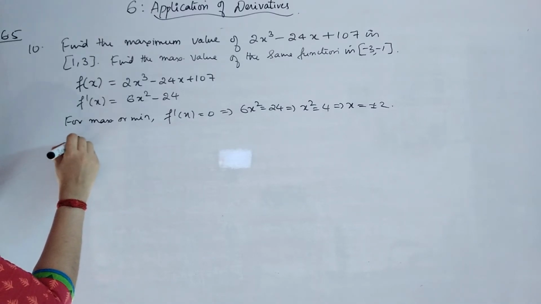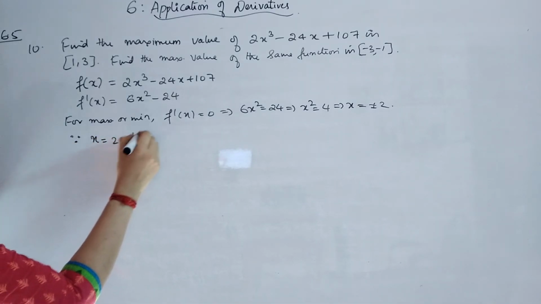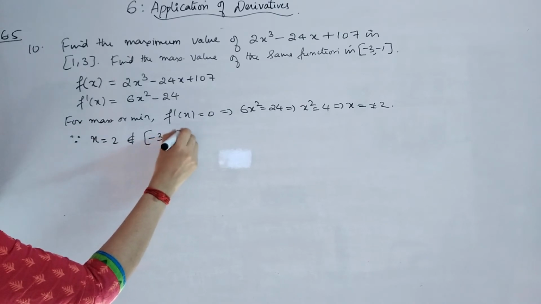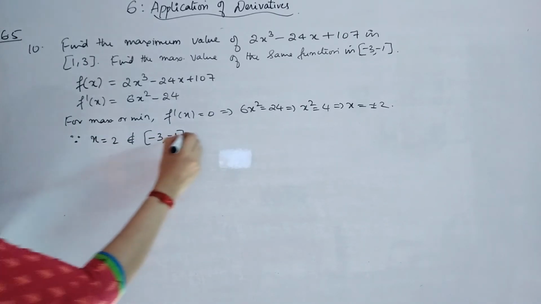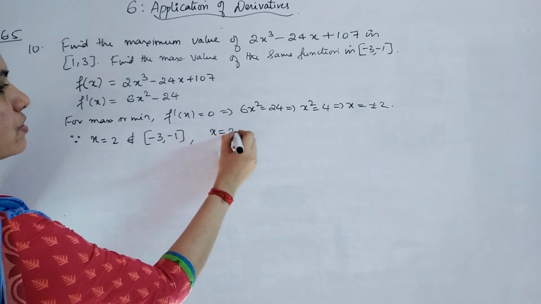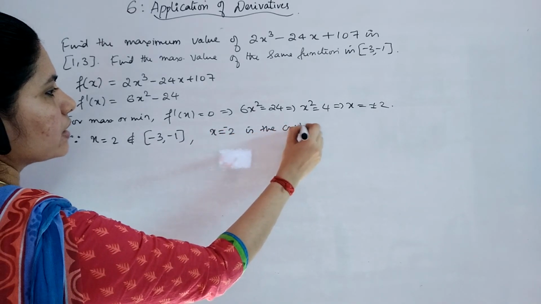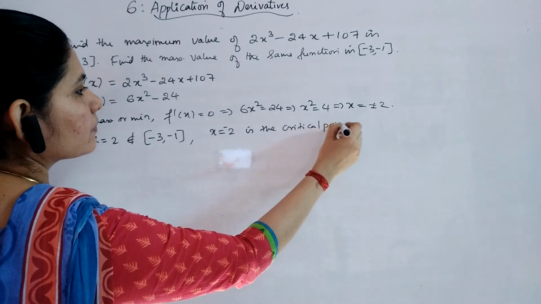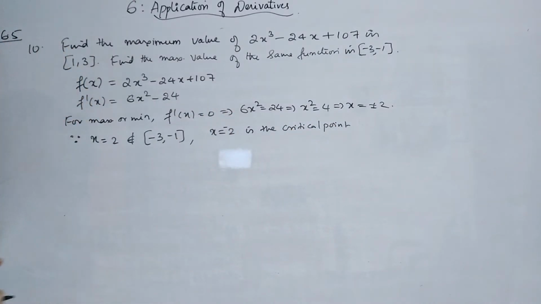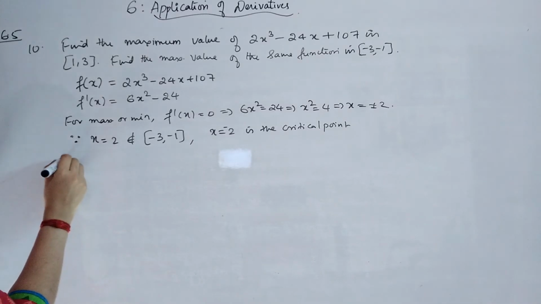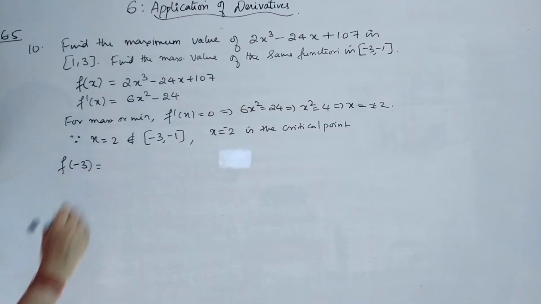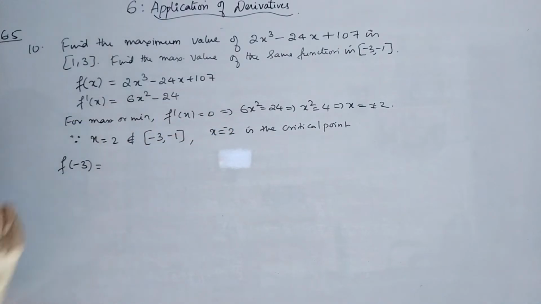So since x equal to 2 does not belong to this interval, minus 3, minus 1, we'll choose x equal to minus 2 as the critical point, because it belongs to the minus 3, minus 1 interval. Okay, now you have to check for f of minus 3, f of minus 2 and f of minus 1.